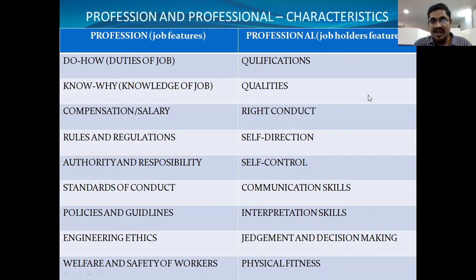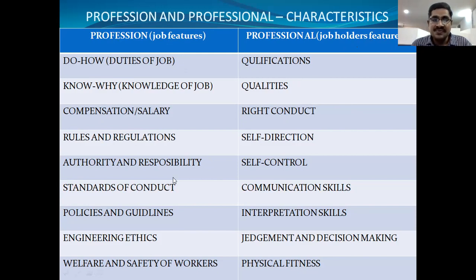Next, physical fitness. It is another feature of the job holder. Physical fitness means strength, height and weight, clear vision, clear hearing, clear speaking, and a totally healthy body, right? Physical fitness is another feature of a job holder. So all these things are related to the job holder's features, right?